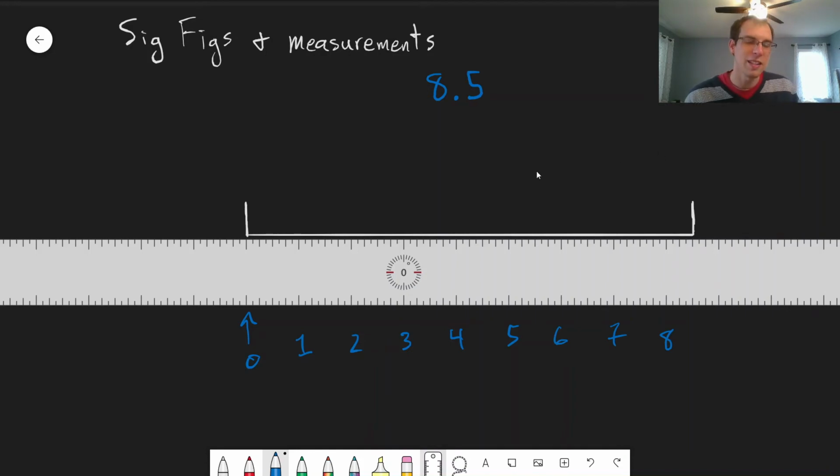And then this last digit that's not explicitly shown here, this is where we have to guess. We have to estimate how much is it past the half mark. It looks to be just barely past the half mark, so maybe I'd say 8.51. Now this digit I had to guess. I should not say guess, let's say estimate. And this would be our last significant digit. So when we're writing down a measurement, that's how we determine what is the last significant digit. It's the first one that's uncertain.